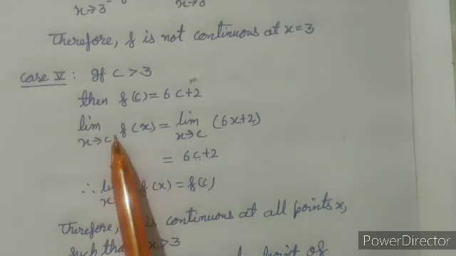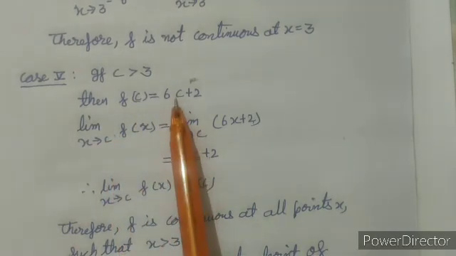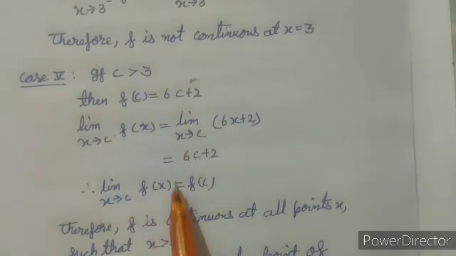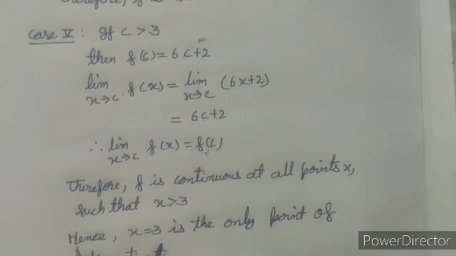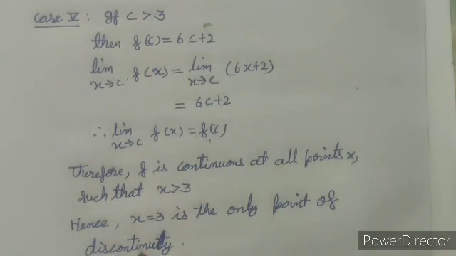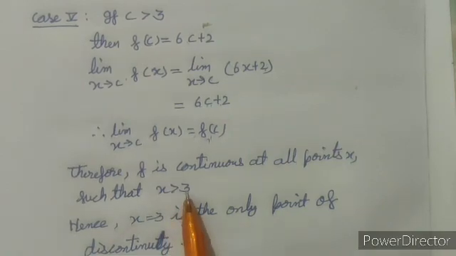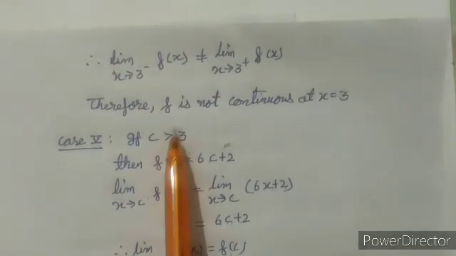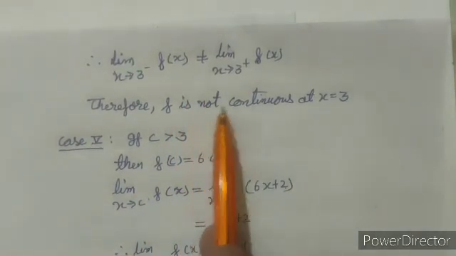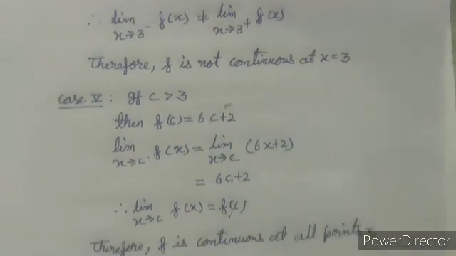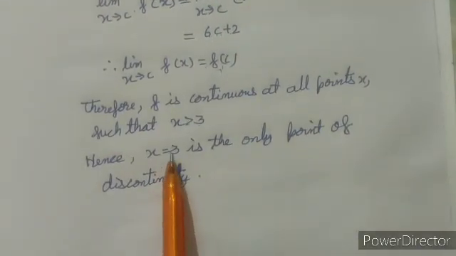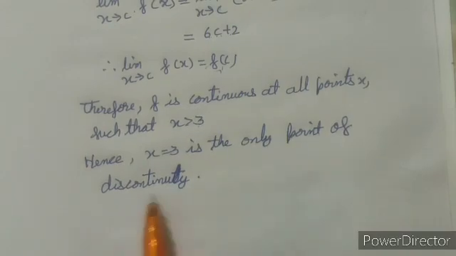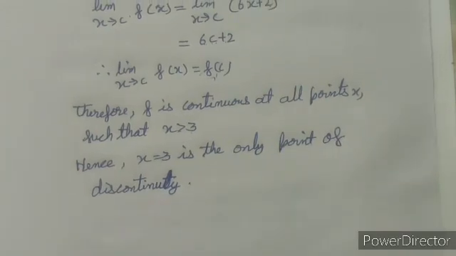as the limit of a function is equal to the value of the function at point c, where c is greater than 3. So we can say that the function is continuous at all points x such that x is greater than 3. Thus, from the above observation, we have observed that f is discontinuous at x equal to 3 only. Thus, we can say that x equal to 3 is the only point of discontinuity.